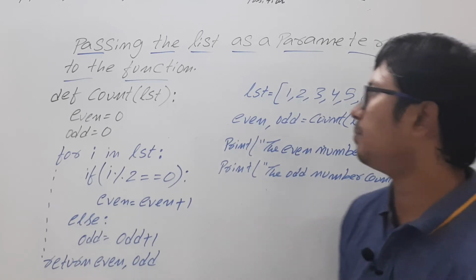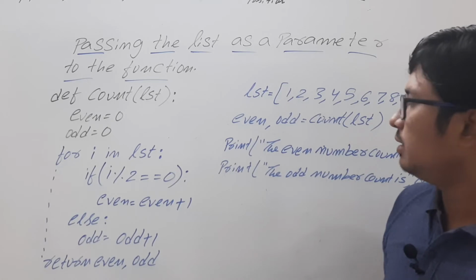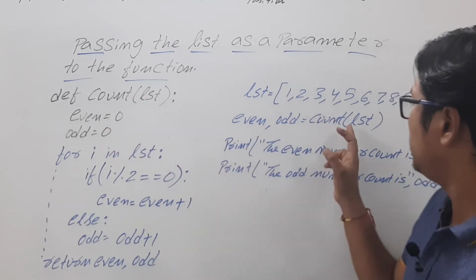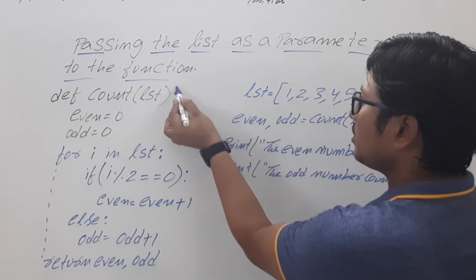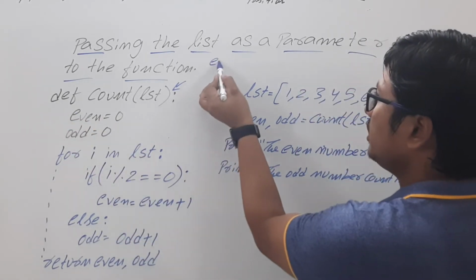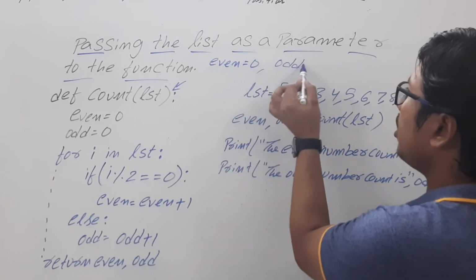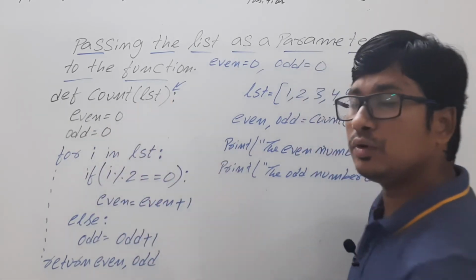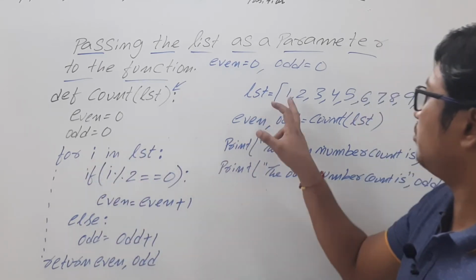Now look at what will happen. First you will have a list of elements consisting of 1 to 10 that you are passing to a function called count as a parameter called lst. So the control will go to the function definition. Now you have a variable called even initialized to 0, and another variable called odd, also initialized to 0. Is it clear? These are the two local variables. So for i in lst, first i will have the value 1.